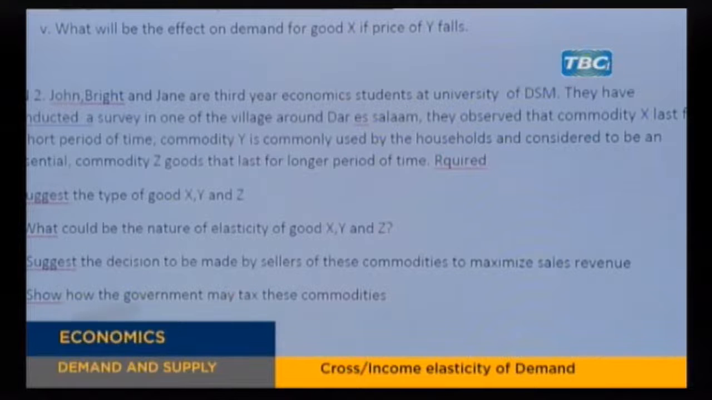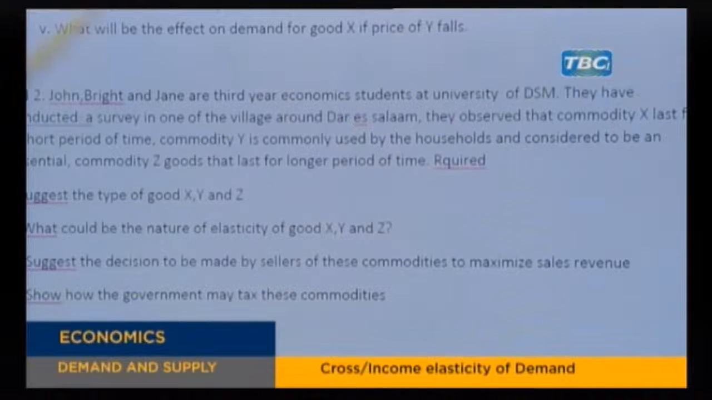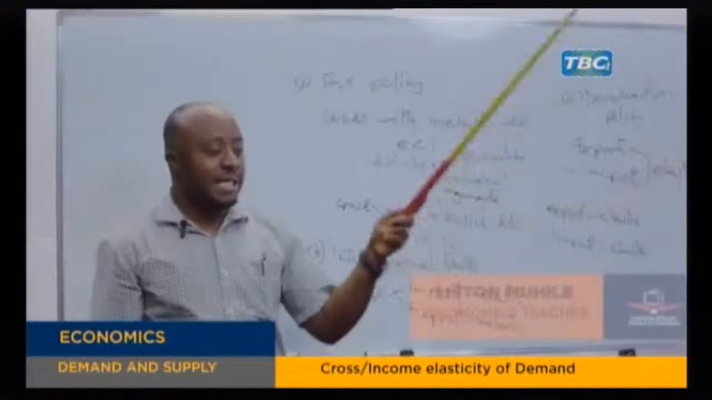And the last part is asking: show how the government may tax these commodities. Again, based on the information given, you have to advise or show how the government can tax these three commodities, X, Y, and Z.